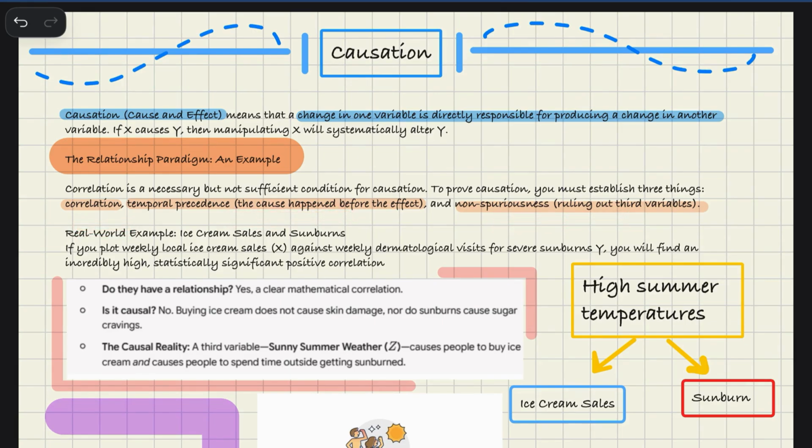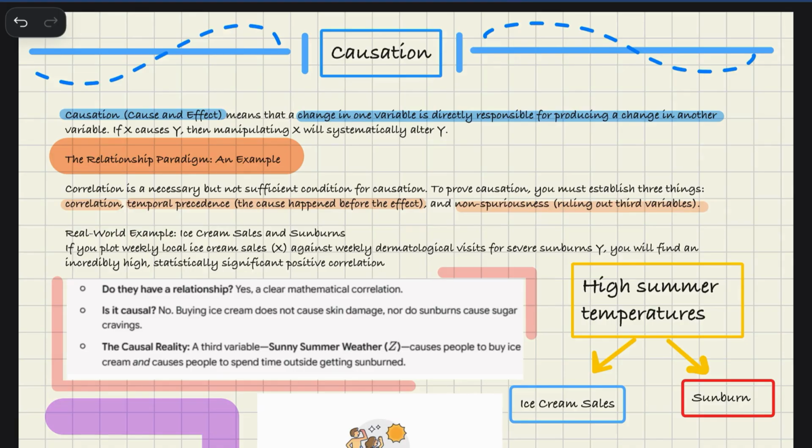Let's look at a classic textbook example that perfectly illustrates why these three pillars are so critical. Imagine you're analyzing local health and retail data for a beach city. You plot weekly local ice cream sales.